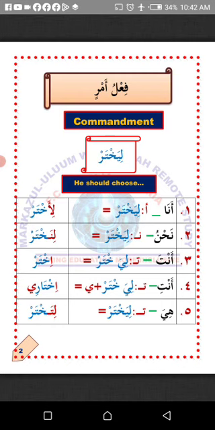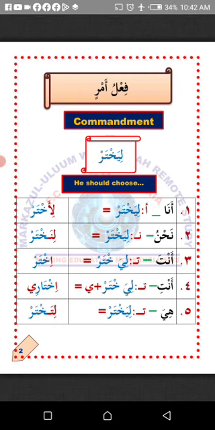Ithnan, number two. Nahnu, we. So how do we change the verb liyakhtar to suit nahnu? All you need to do is to detach ya'un and attach nunun. So the verb liyakhtar will now become linakhtar, which means we should choose.